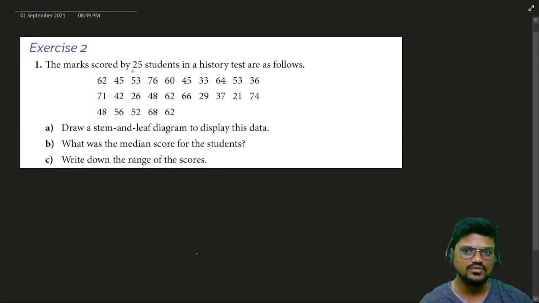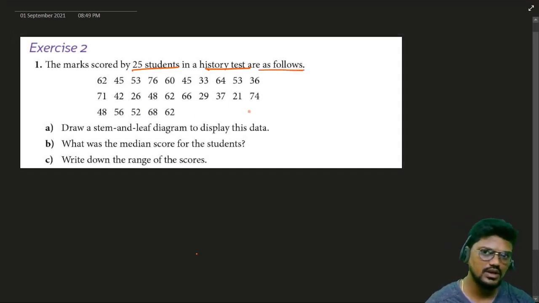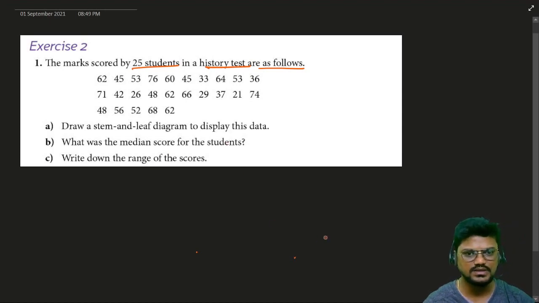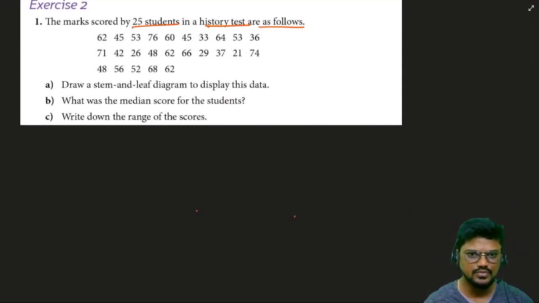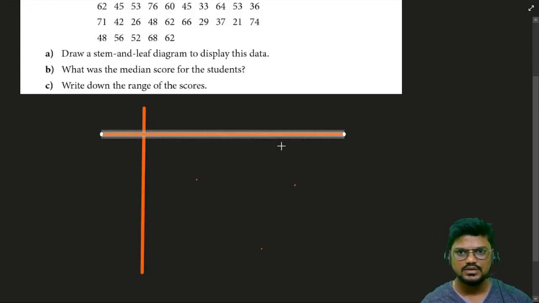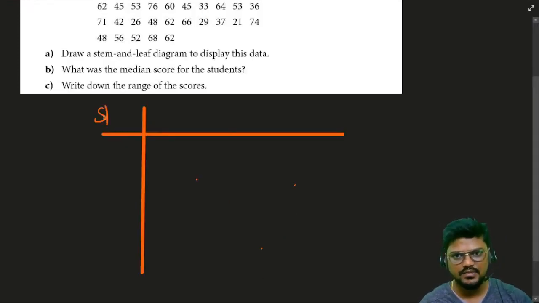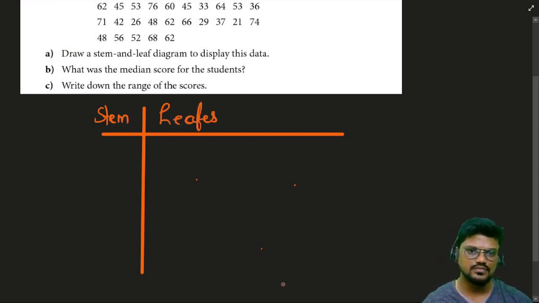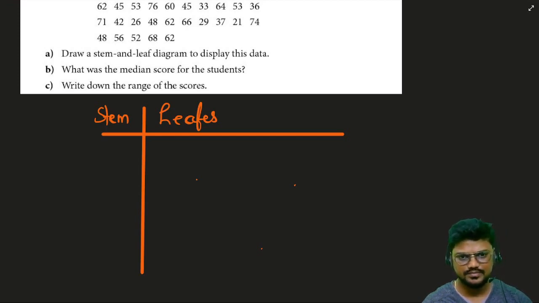The marks scored by 25 students in a history test are as follows. Okay, and they have given these marks. Draw the stem and leaf diagram to display this data. Okay, we need to display this data. Now, what will be the stem and leaf in this? See, if I draw the stem and leaf in this, this will be your stem and this will be your leaves. Okay, this will be your leaf.